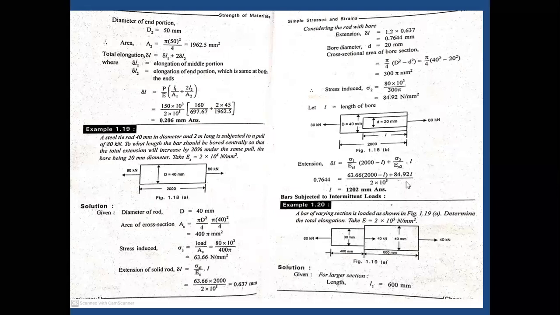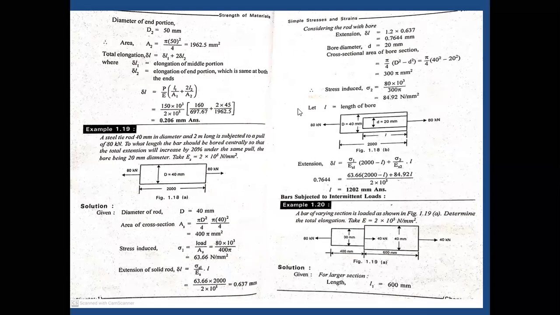So in the first situation, the diameter is given and Young's modulus is given. Stress equals load by area. The stress is 63.66 Newton per mm square. The extension of the solid rod is given by the formula sigma by E into L, so the final answer will be 0.637 mm.